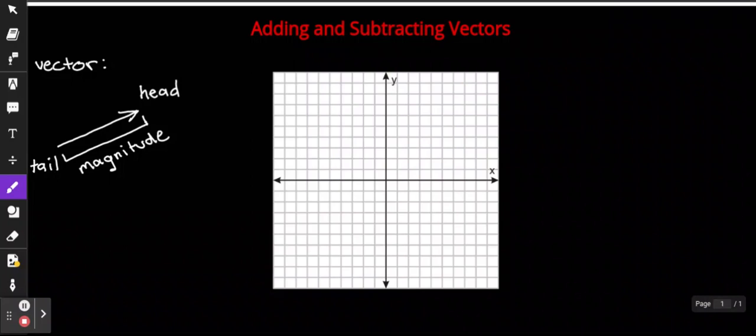So first, I'm going to be going over the parts of a vector. So right here we can see that this is the tail of the vector, and the part that has the arrow is the head of the vector.